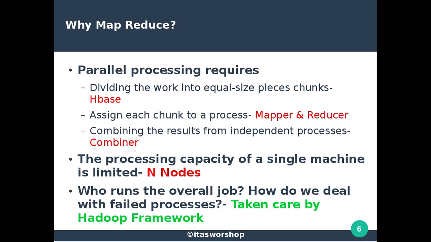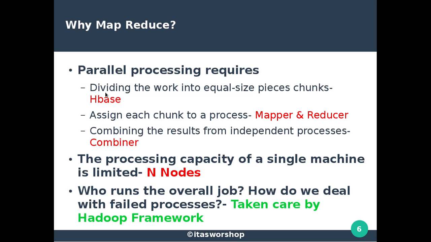Let us discuss theoretically what is parallel processing. Like dividing the work into equal size chunks. So you have a large amount of work, and you are dividing that work into smaller pieces, distributing those pieces, assigning each chunk to a process, and then combining the results from all independent processes. So now you can see in red mark I have given the solution.